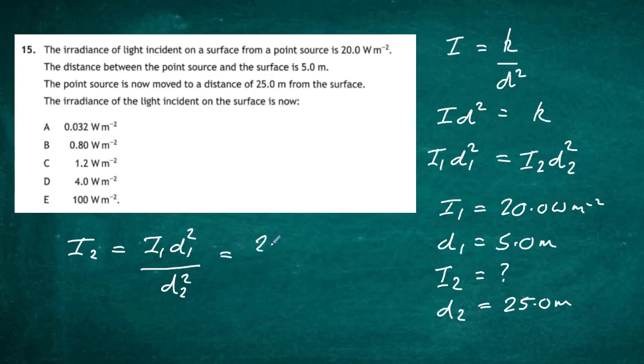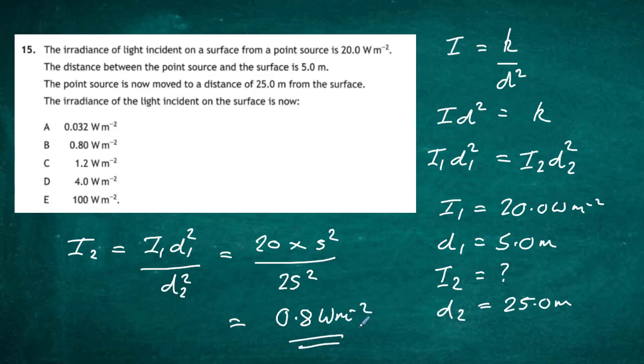I1 is going to give you 20, times 5 squared, which is 25, divided by D2 squared, which is 25 squared. So we do that in our calculator, we end up with 0.8, and of course the units for irradiance are watts per metre squared. It's a straightforward irradiance calculation. So our answer to that one is 0.8 watts per metre squared, and it's going to be equal to part B, letter B.